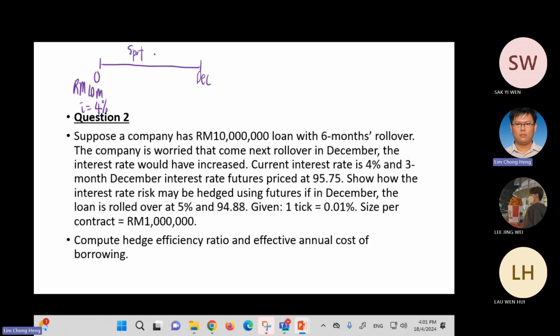This is the spot market. Then they go to the future market. Your company goes to see the 3-month December future interest is 90. December future, the price is 95.75. So you go to the future market, do you want to buy or sell? Sell, or buy?